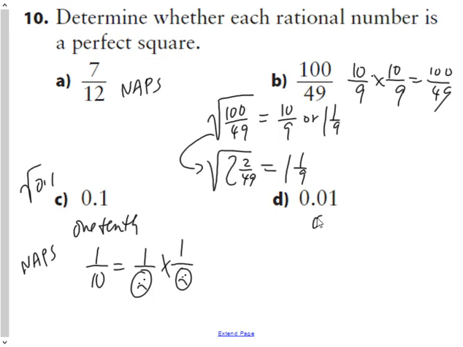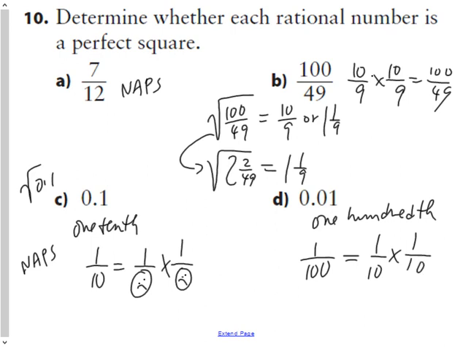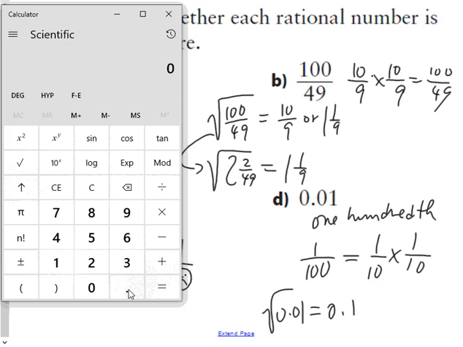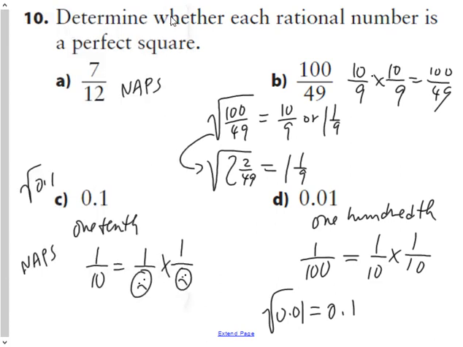And finally, the other one, what is 1/100th? So it would be 1 over 100. What fraction times itself is 1 over 100? Well, 1 times 1 and 10 times 10. So yes, it is a perfect square. And if I said, what is the square root of 0.01? The answer would be 1/10, which is 0.1. Take my calculator just to double check. Square root button, 1/10.